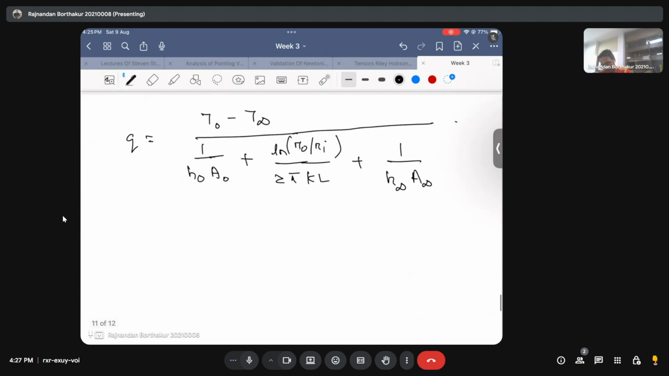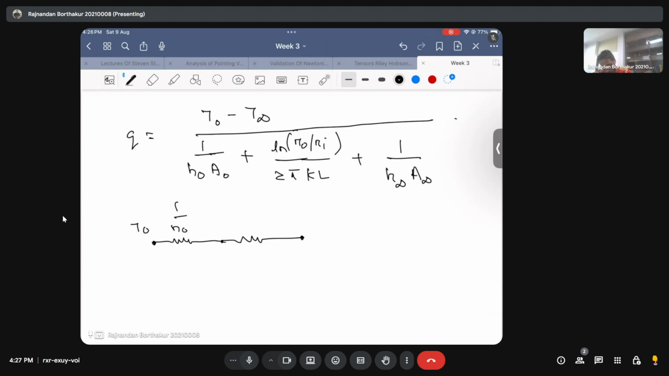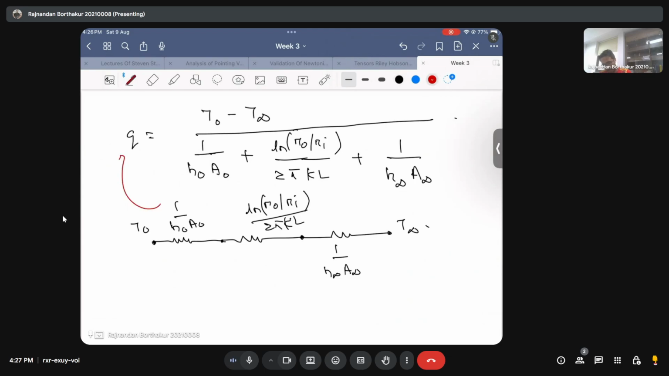And I hope you can now draw the resistance network as well. This is simple now. This node is going to be T0, which is the maximum temperature node, and then this resistance is going to be 1 upon H0 A0. This is going to be ln of R0 by Ri divided by 2 pi KL. And then there is one more resistance, 1 by H infinity times A infinity, and then this is going to be your T infinity. And from here you can calculate the rate of heat transfer as delta T divided by the summation of resistances.